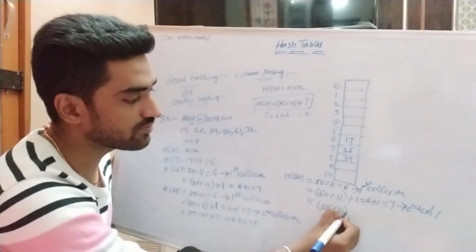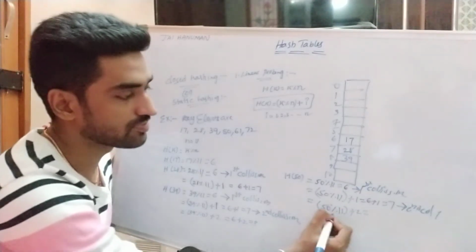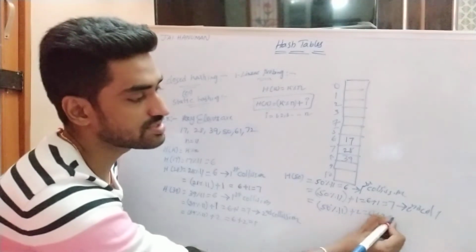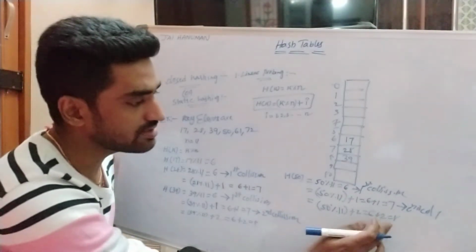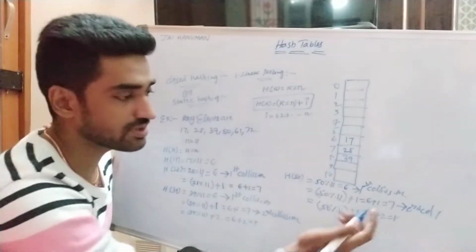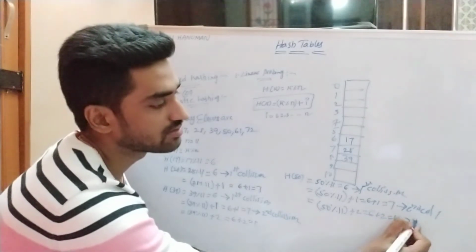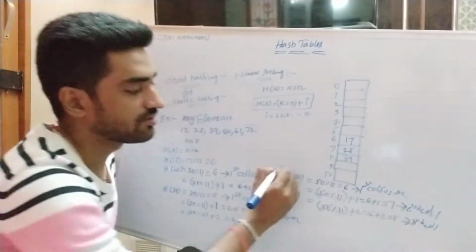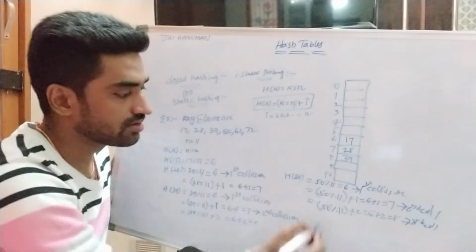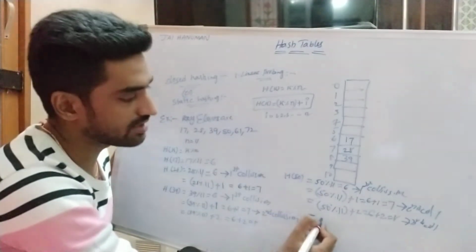50 modulo division of 11. What is the next I value? 2. 6 plus 2, which is equivalent to 8. So 8 is already occupied by 39. So that's why third collision is occurred for 50th key element. So again we are applying linear probing mechanism.